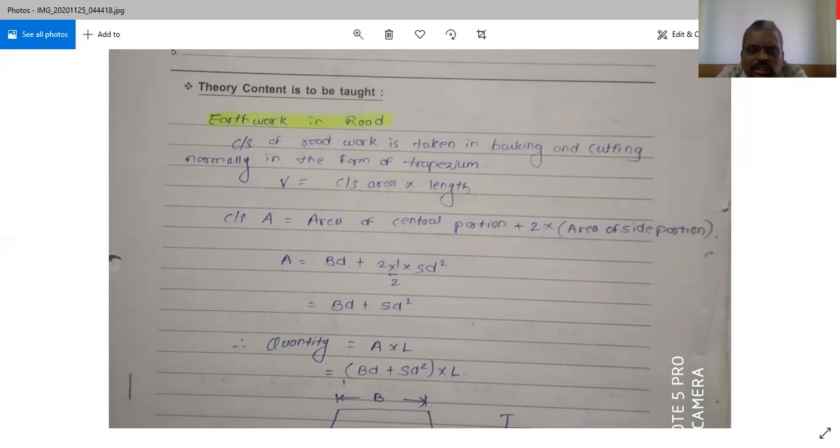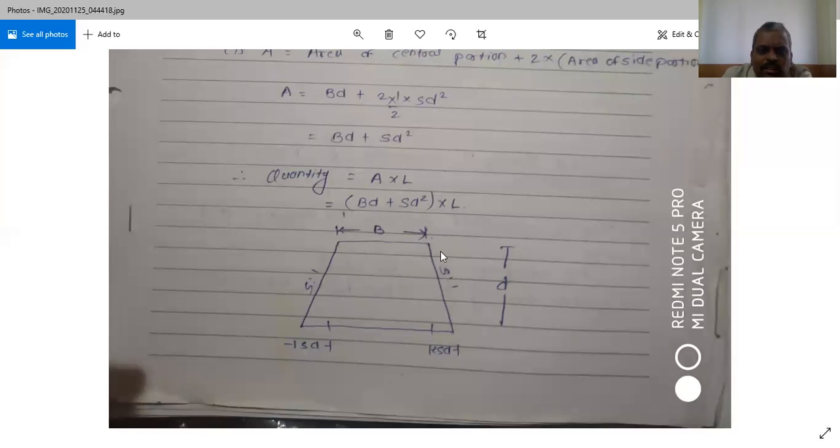Volume is calculated using the formula: volume V is equal to CS, that is cross sectional area, into length, and that is equal to area of central portion plus 2 into area of side portion. Okay, see here, area of central portion plus 2 into area of side portion. That is, B into D will be the area of central portion, plus there are two triangles here. See, these two triangles you have to consider.